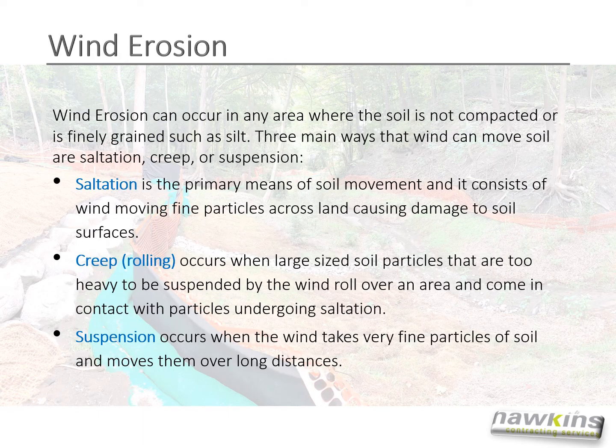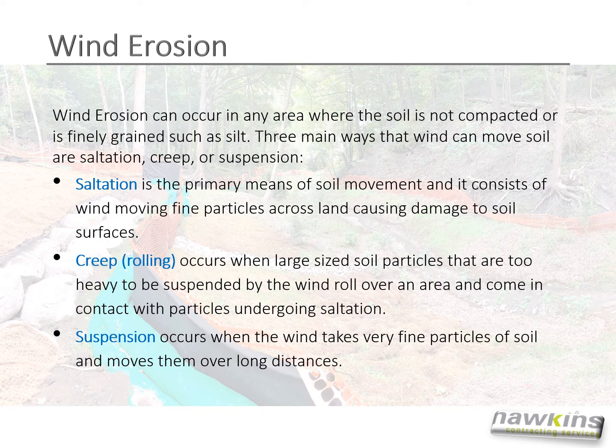Wind erosion. Wind erosion can occur in any area where the soil is not compacted or is finely grained, such as silt. Three main ways that wind can move soil are saltation, creep, or suspension. Saltation is the primary means of soil movement, and it consists of wind moving fine particles across land, causing damage to soil surfaces.